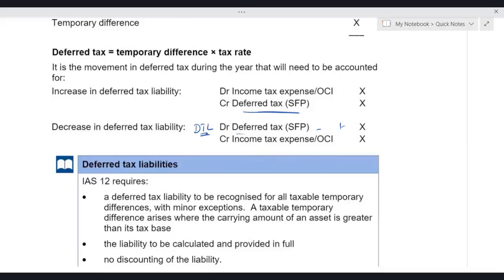If it relates to, let's say, OCI revaluation, then OCI will be credited. The same thing is happening here also. If, as we have just discussed, the deferred tax liability arises from revaluation, then obviously it will be charged to revaluation. When I'm going to debit the revaluation, then obviously OCI will be debited.